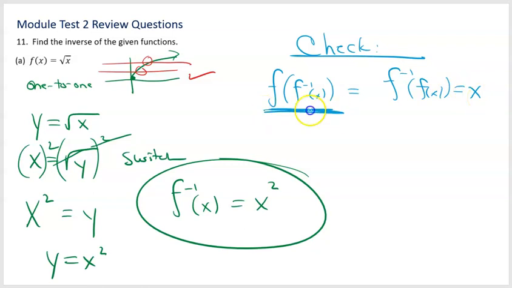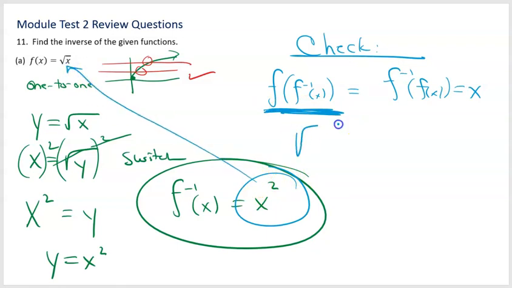So if I calculate this one, I'm supposed to plug my answer into my original function. In other words, that'd be the square root of x squared, which is x. When I calculate this one, I'm supposed to take my original function, which is the square root of x, and plug it into my inverse function. So that's going to be the square root of x squared.